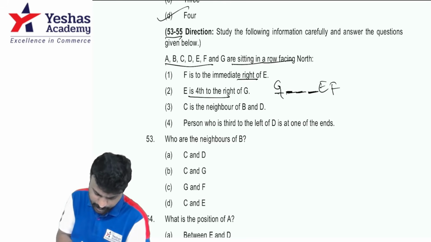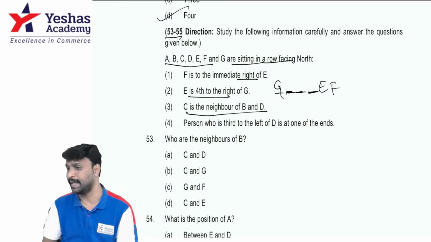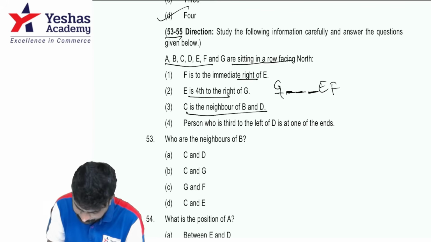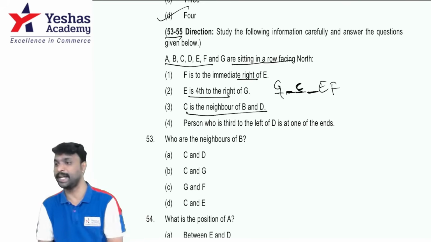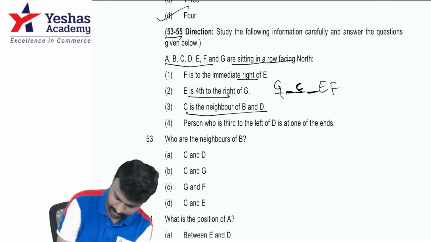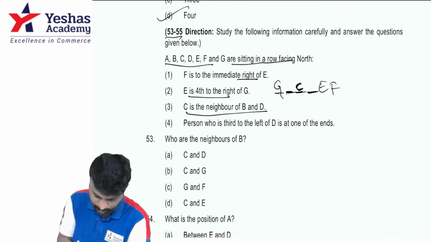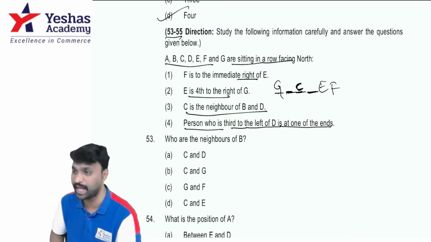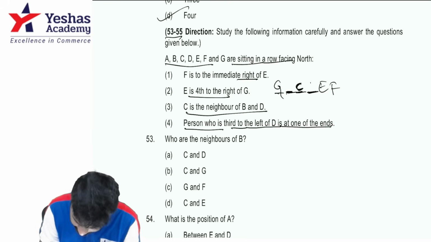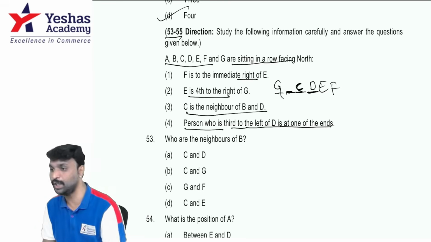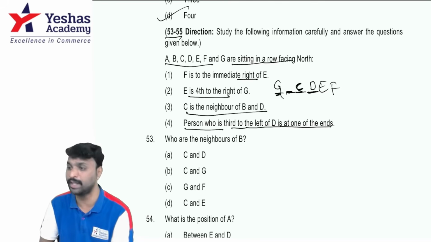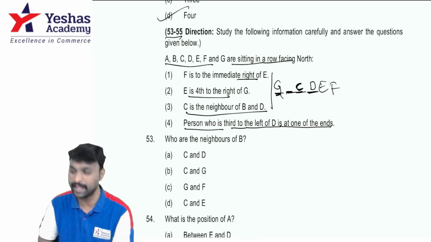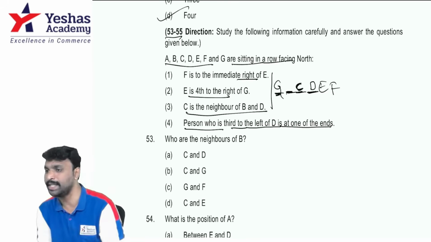Now, C is a neighbor of B and D. So that means definitely C, B, D must occupy these 3 positions only. C is the neighbor, so C should be over here. And B and D we have to locate. Where exactly B, where exactly D? They have said something about D here. Person who is third to the left of D is at one of the ends. Guys, if I locate D here, who is third to the left of D? G only becomes third to the left of D. So that will get satisfied.